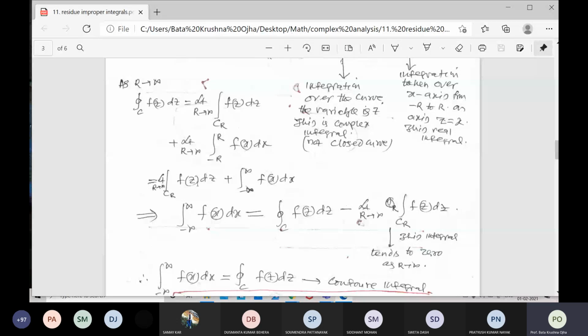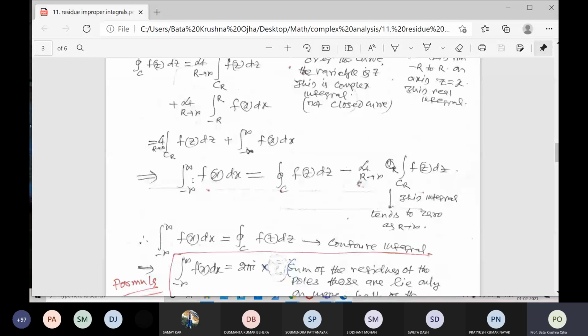If the property is satisfied, that the degree of the denominator exceeds the degree of the numerator by 2 units, then this last term, the integration over C_R of f(z) dz, must tend to 0 as R tends to infinity. If that condition is not satisfied, it cannot be. Therefore, the result exists. So we are considering improper integrals whose denominator degree exceeds the numerator degree by 2 units. If the last term tends to 0, what is the integral?